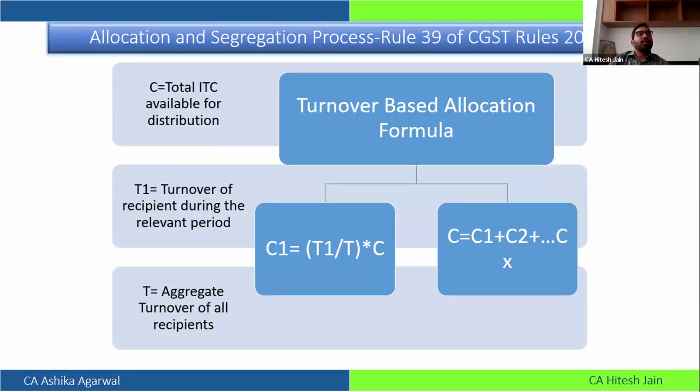So once I allocate the specific credits to the specific branches, specific credits to some of the branches, or non-specific credits, I allocate those credits in the ratio given by the turnover ratio, where C is the total ITC which is available for distribution, T1 is the turnover of that respective state during the relevant period, and T is the turnover of all the recipients during that relevant period, be it the preceding financial year or the preceding quarter. So what is the formula which has been given? C1, I am considering to be the credit of one unit, one branch. C1 is equal to T1 by T into total available input credit C, and the total of all the branches' credits will accumulate to give me the figure of C.